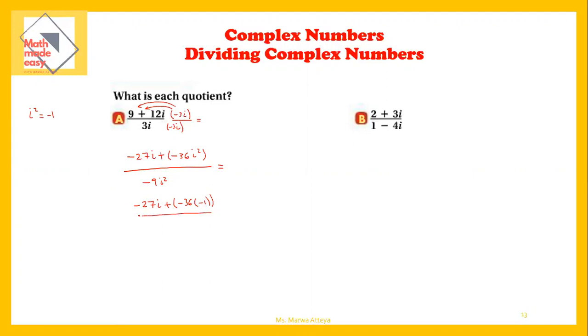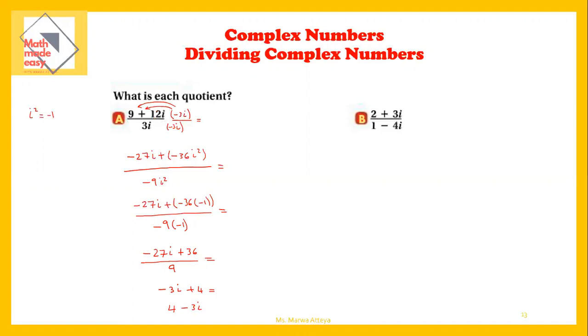I'm writing this in detail so you understand where each step comes from. And we have negative 9 multiplied by negative 1. And now let's simplify. So I have negative 27i, negative 36 times negative 1 is positive 36. I have here negative 9 times negative 1, which is 9. Actually, you can simplify. Negative 27i divided by 9 is negative 3i, and positive 36 divided by 9 is positive 4, and if I want to write this in standard form, it's going to be 4 minus 3i, and this is the quotient of the question.